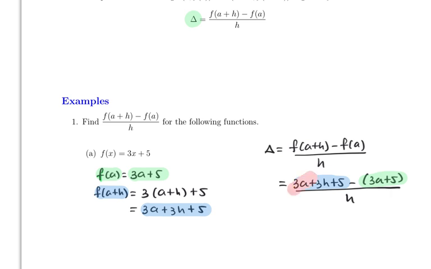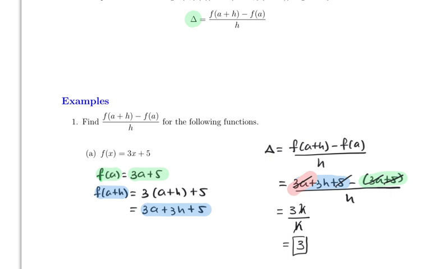The 3a cancels the 3a. And what else? The 5, right? That's good. So what is the only thing that is left? The 3h. And on the bottom you have the h. So then this cancels, and the answer is 3.